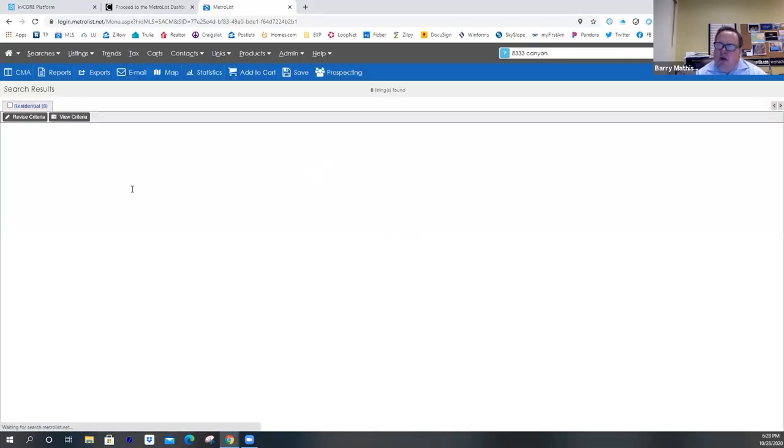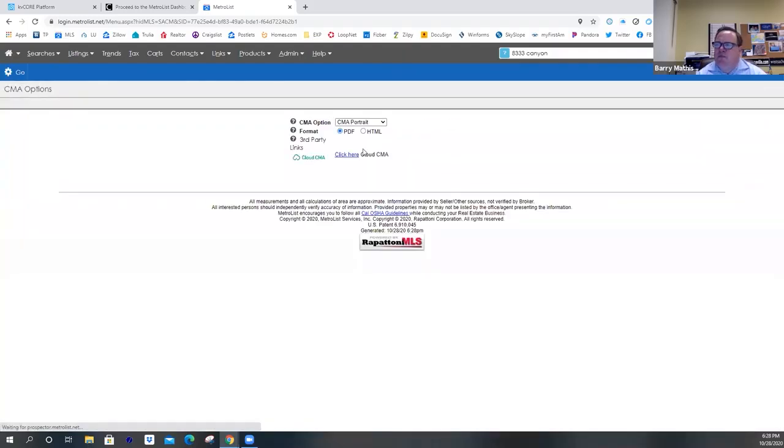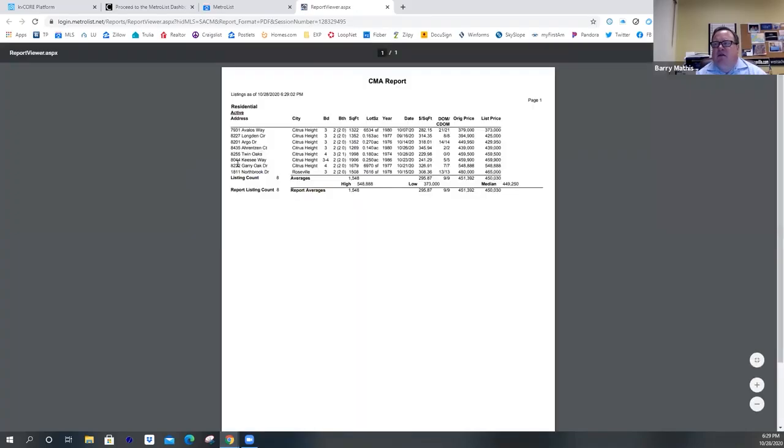So when I'm going on an appointment, the first thing I'd want to do is take a list of, I go three ways. This one I go all the actives. So I select all the actives, and I hit this CMA button right here, and I just hit go. This is going to give me a very simple page that's not complicated.